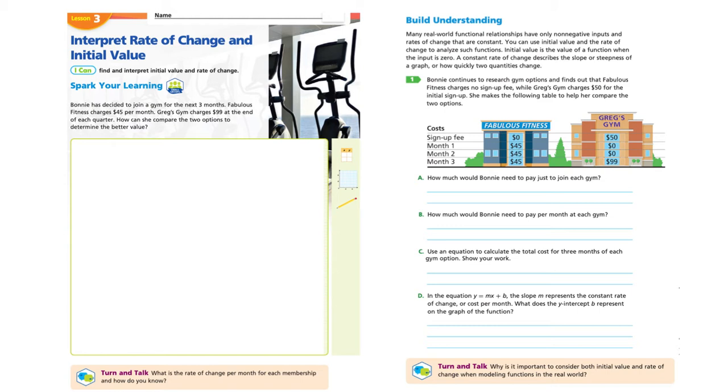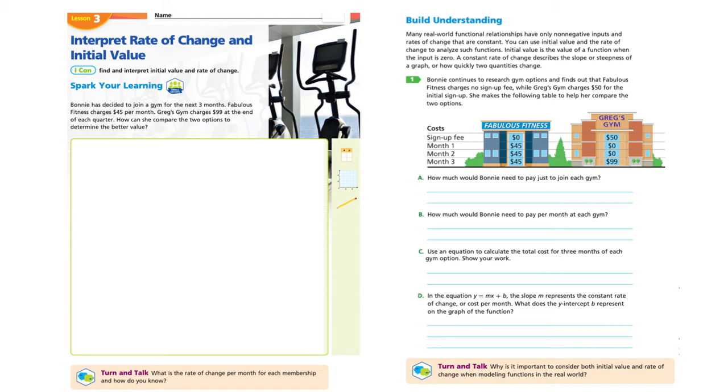So build understanding. It says many real world functional relationships have only non-negative inputs and rates of change that are constant. You can use initial value and rate of change to analyze such functions. Initial value is the value of a function when the input is 0. A constant rate of change describes the slope or steepness of a graph, or how quickly the two quantities change.